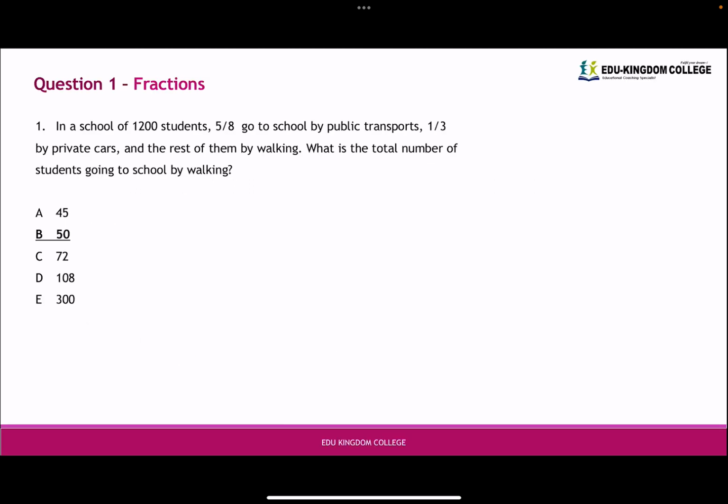Now, the first question we're going to look at is fractions. In a school of 1,200 students, 5 on 8 go by public transport, 1 on 3 go by private cars, the rest walk. So how many don't walk? So 5 on 8, 1 on 3, lowest common multiple is 24. So make each denominator 24.